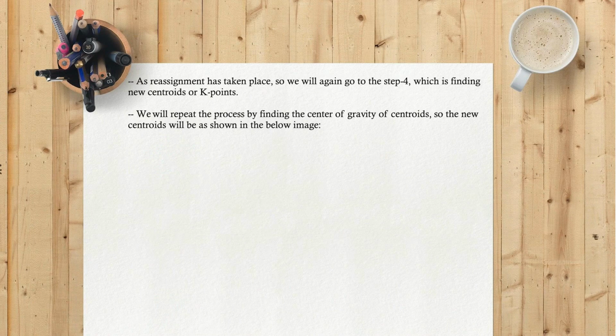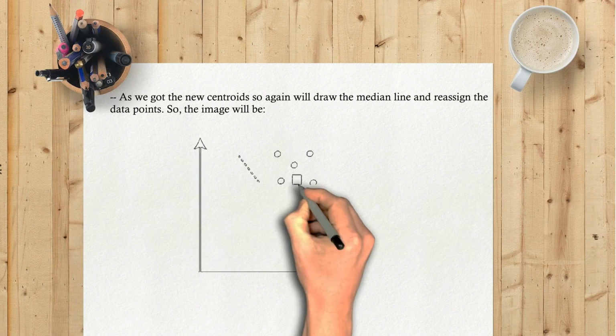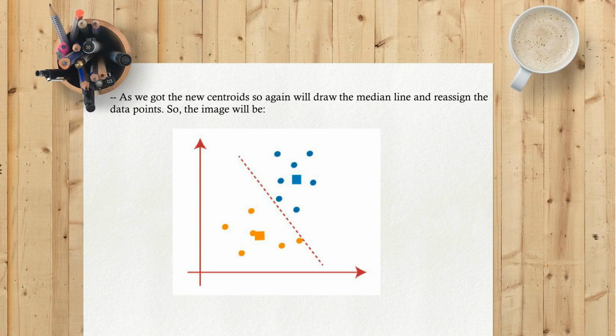As reassignment has taken place, we will again go to step 4, which is finding new centroids or K points. We will repeat the process by finding the center of gravity of centroids, so the new centroids will be as shown in the below image. As we got the new centroids, again we'll draw the median line and reassign the data points. So, the image will be.